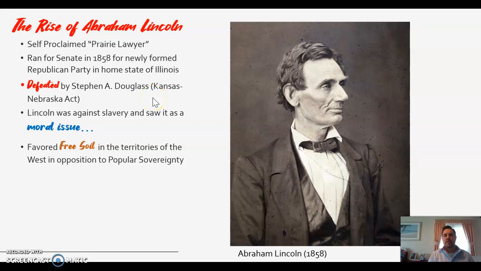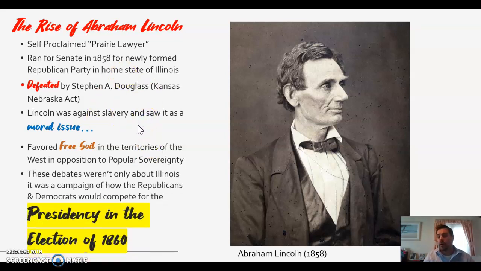He also favored what became known as free soil in the territories of the West. Basically, what they said was that any new lands in the West were free. It wasn't a question whether they should be slave or free. They were free. And that whole idea of free soil was in opposition to what some people believed.